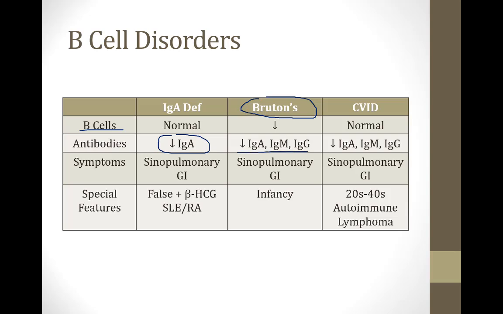The symptoms all involve the sinopulmonary tract and the GI tract. That's where the mucosal layers are, where antibodies, especially IgA, are very important. And then some special features that are unique to each disorder: only in IgA deficiency is the false positive beta HCG testing. These patients also commonly have lupus and rheumatoid arthritis. Bruton's often occurs in infancy, and CVID often occurs later in life in the 20s to 40s, and patients with this condition also develop autoimmune disorders and lymphoma.